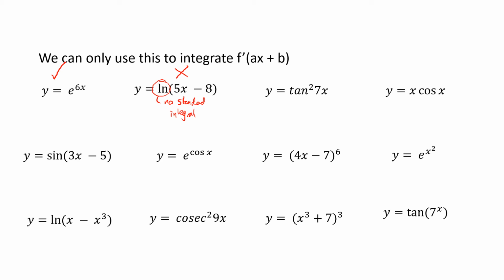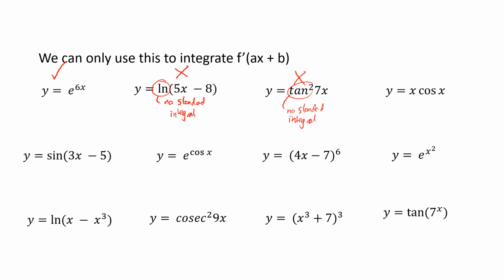What about the next one? Well, we've got ax plus b, that looks okay. But again, tan squared does not have a standard integral. Lots of things that are squared in trig do have a standard integral. We've got sec squared that we can get from differentiating tan, and we've got cosec squared from minus cot. But tan squared does not have a standard integral.